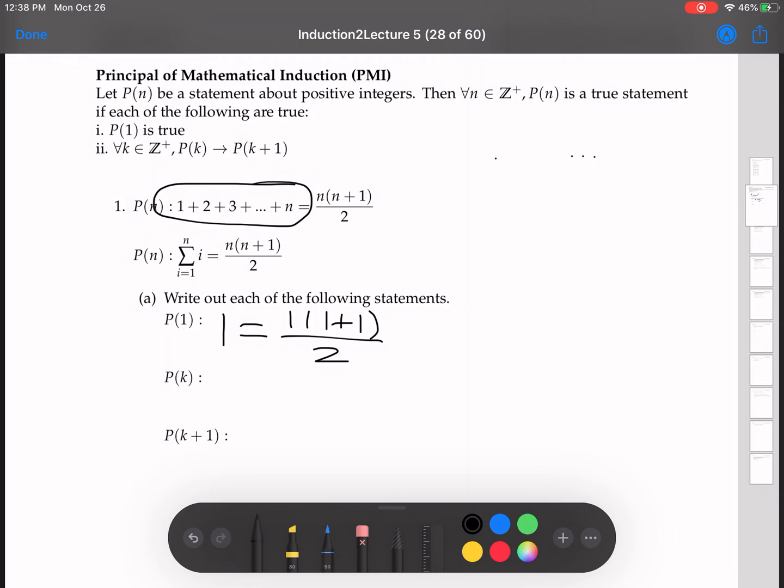So that's P of 1. 1 equals 1 times 1 plus 1 over 2. That's exactly P of 1. And if this notation trips you up here, then remember that you can always go back to the summation notation to be precise.